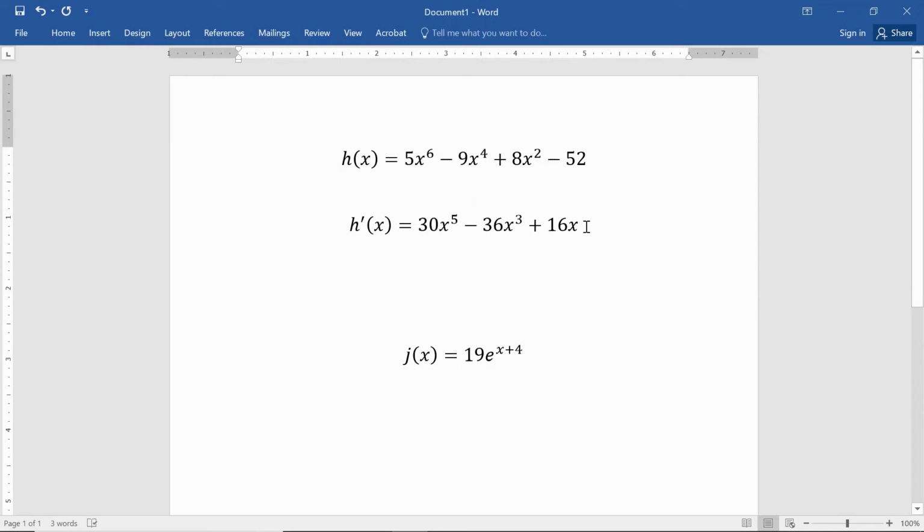And that's it. Being able to take a derivative of a polynomial and being able to do that very quickly is going to be very important as we move forward in the class.